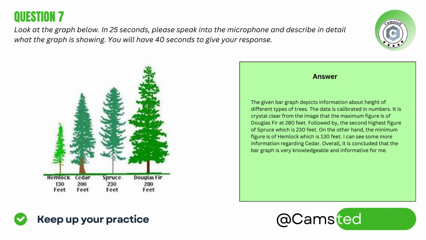On the other hand, the minimum figure is of hemlock, which is 130 feet. I can see some more information regarding cedar. Overall, it is concluded that the bar graph is very knowledgeable and informative for me.